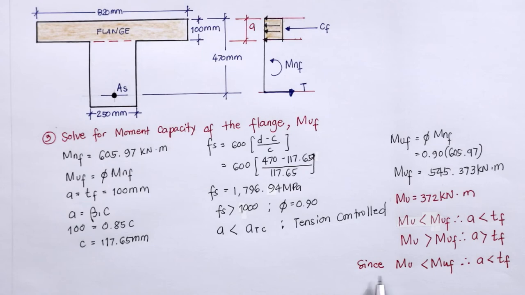Para sa problem na to, since the value of Mu is 372 kilonewton meter, and less than the value of the ultimate moment capacity of the flange na 545.373 kilonewton meter, therefore, the actual value of a is less than the thickness of the flange.